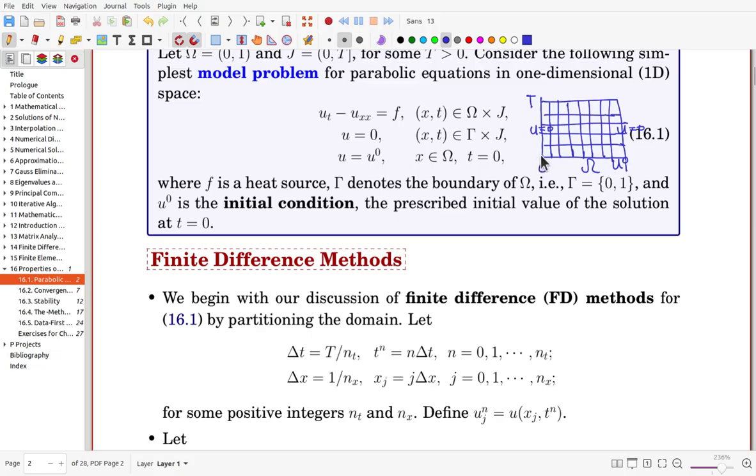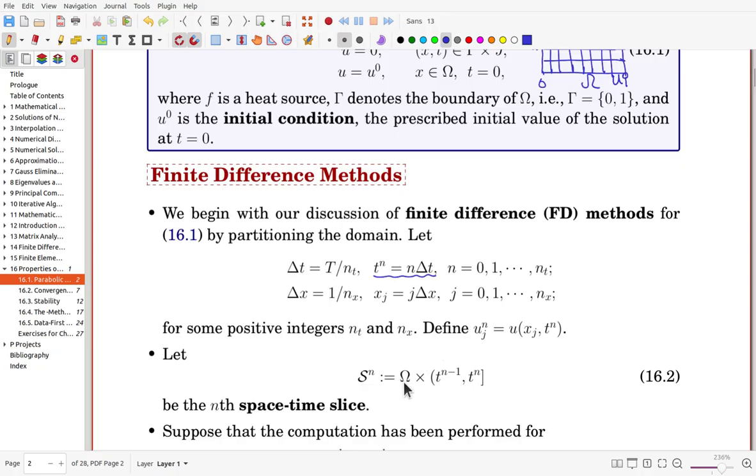And now in the time direction, it will be t super 0, t1, t2, and then in general, the nth level will be t super n. Of course, t super n will be n times delta t. Okay, that's partitioning. Now, for convenience, we try to define the nth space-time slice.